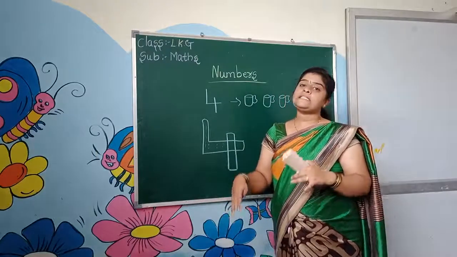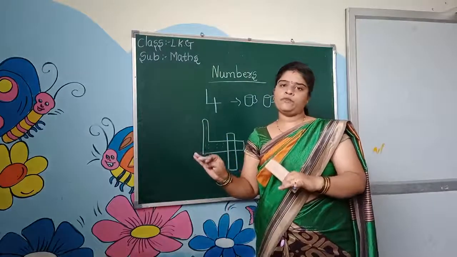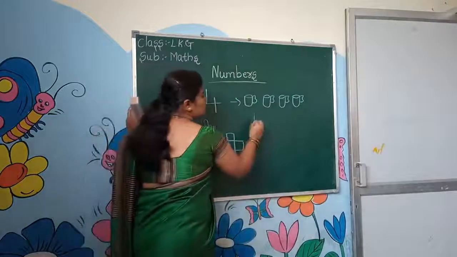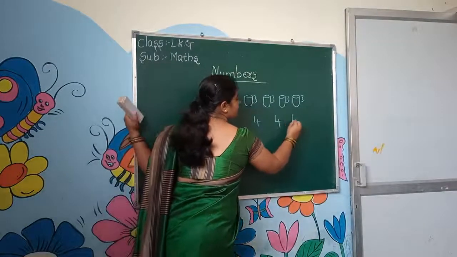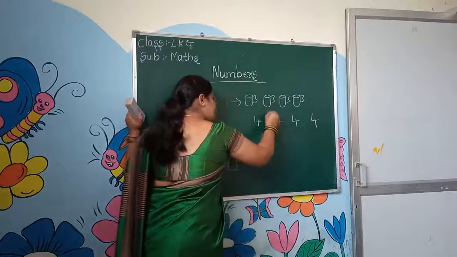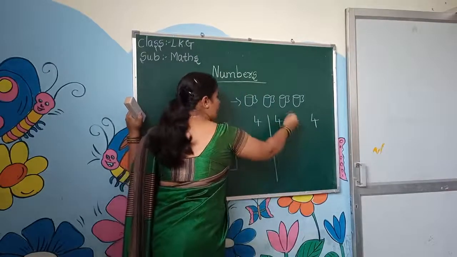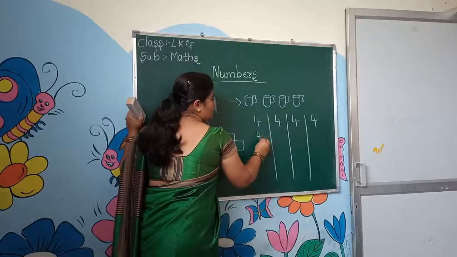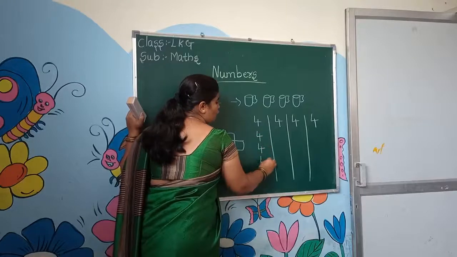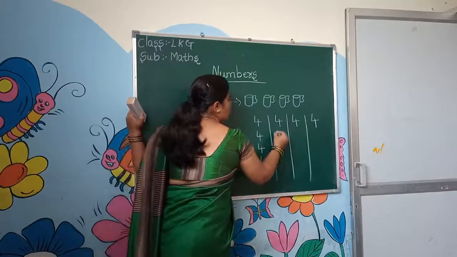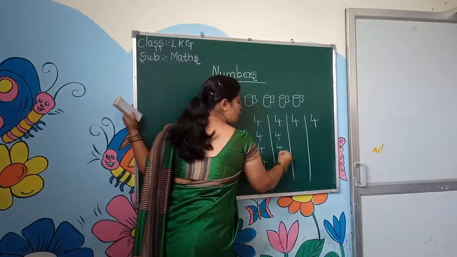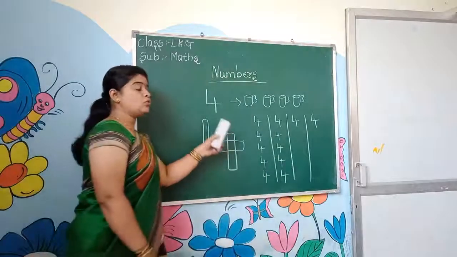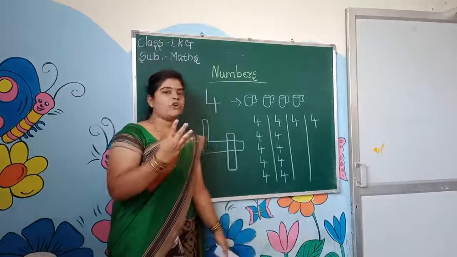Yes, because we are learning number 4. Okay, children. Yes, next, in the next page, you have to write a 4 like this. And draw a line and complete this page. You have to say and write 4, 4, 4, 4. Like this, you have to say and write number 4, children.